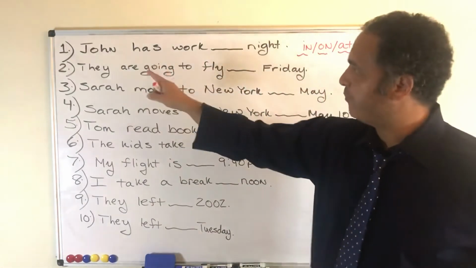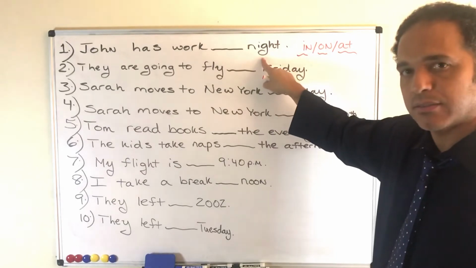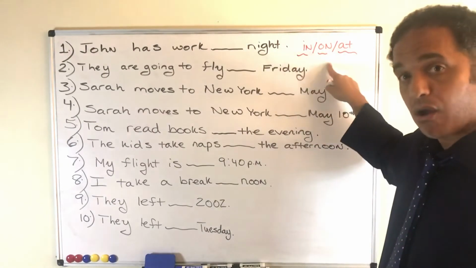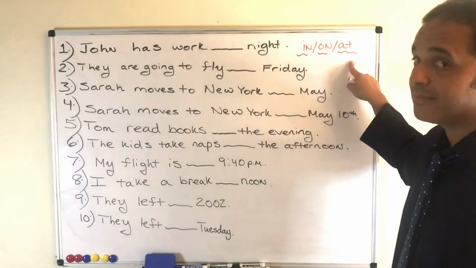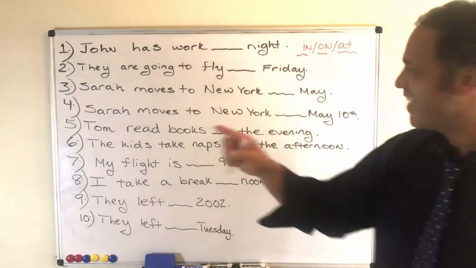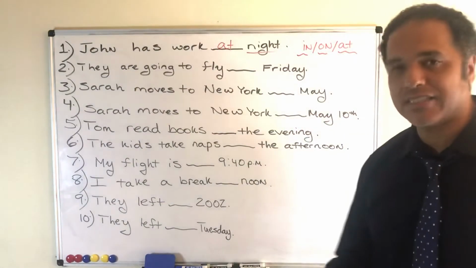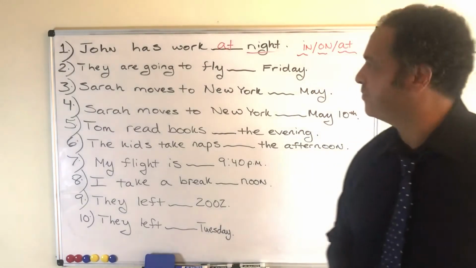Okay, number 1. John has work blank night. Which one do you think it is? In, on, or at? Okay, if you said at, you are correct. Remember, anytime there is a very specific time, we use the preposition at.